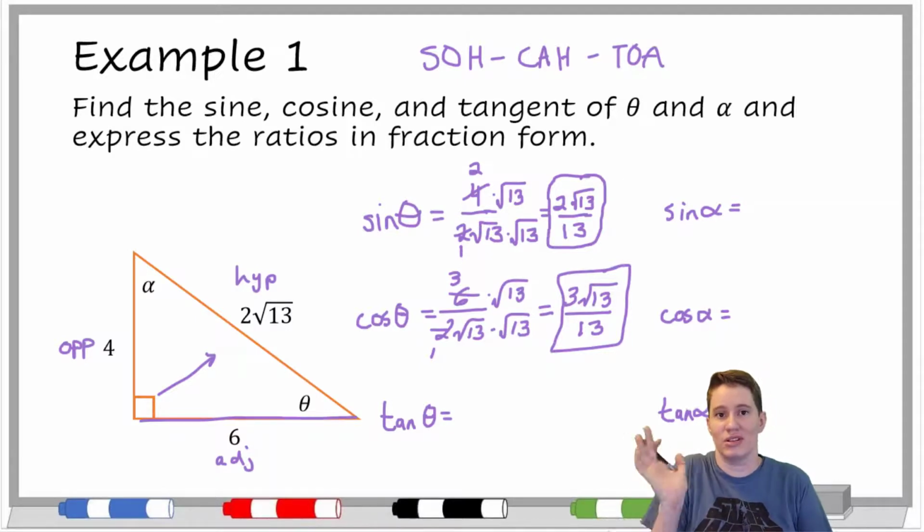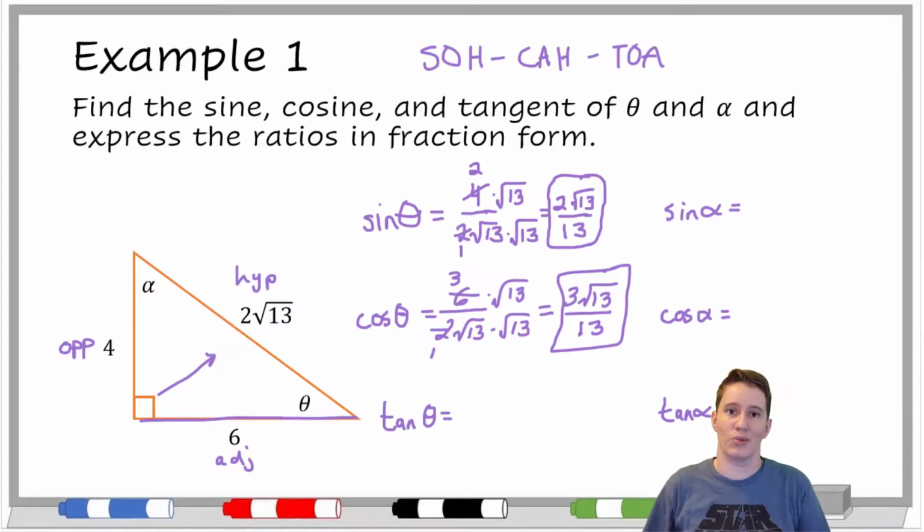If I flip it over and do adjacent on top and opposite on bottom, I'm not talking about the same fraction as opposite over adjacent, unless they were both 1, and then it would actually be the same. But how often does that happen, right? Probably not super often. Tangent of theta is the opposite over the adjacent, so we're going to put the 4 over here on top of 6 and then simplify.